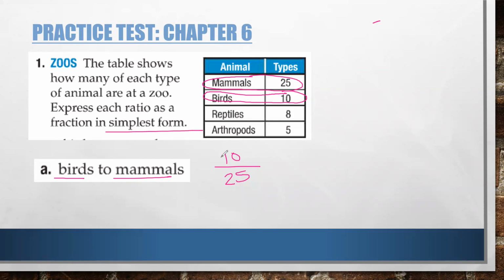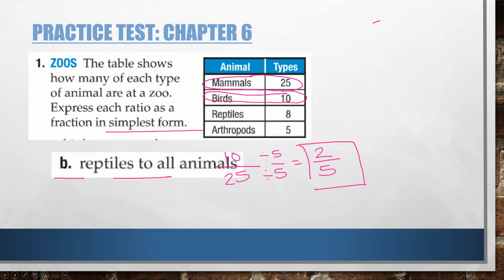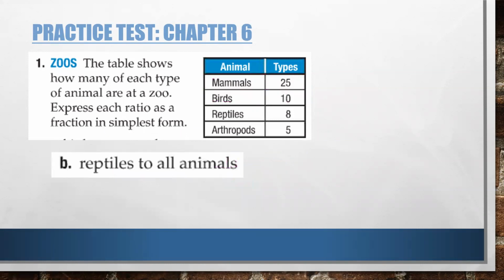So a common factor between 10 and 25 is 5. So I'm going to divide 10 by 5, and that's 2, and 25 by 5, that's 5. So my fraction in simplest form is 2/5. Okay? All right. And there's a part B to problem number 1.